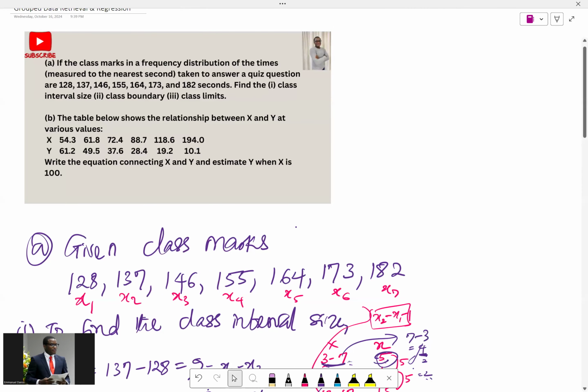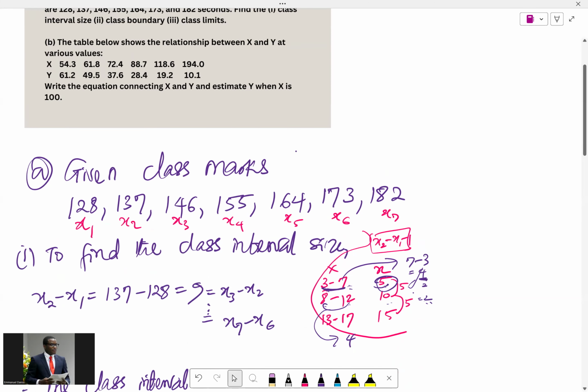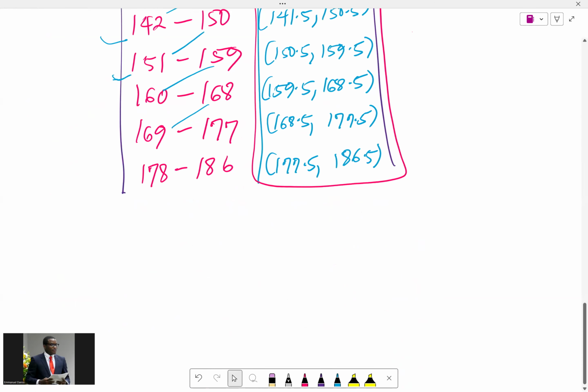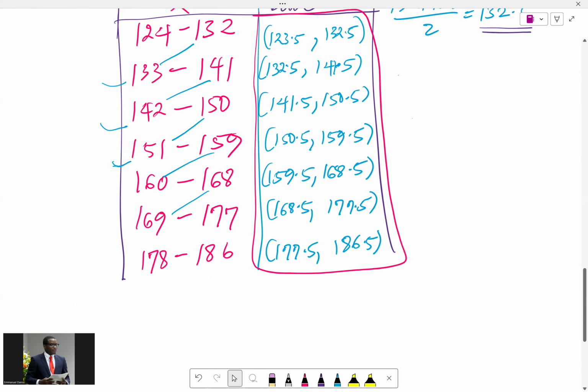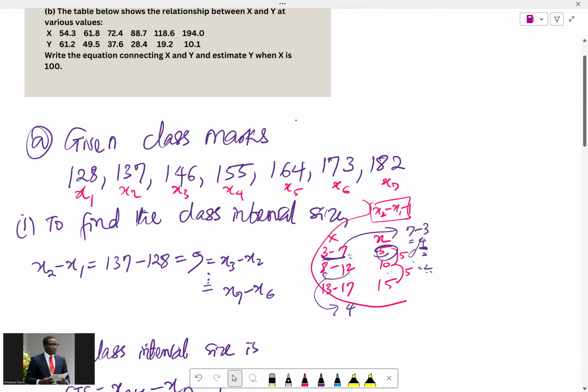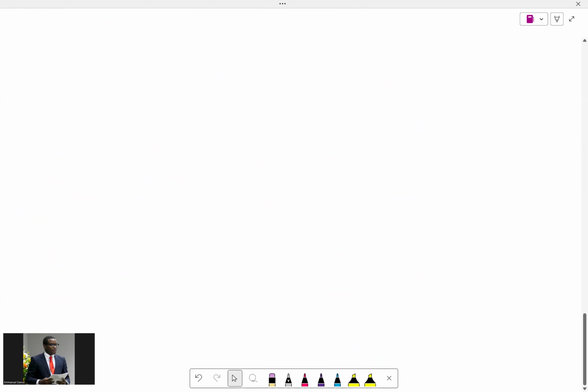Okay, so let's go on to the second part of the question, which says the table below shows the relationship between x and y at various values. So the first part of that is: write the equation connecting x and y and estimate y when x is 100. So basically we need to do a regression thing right there. So we can go for B now.